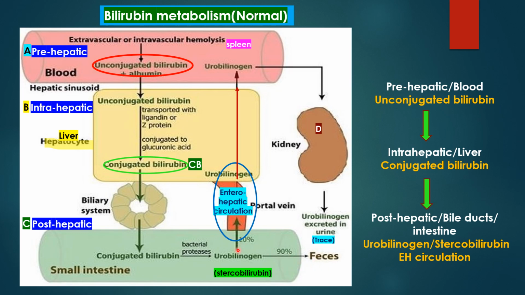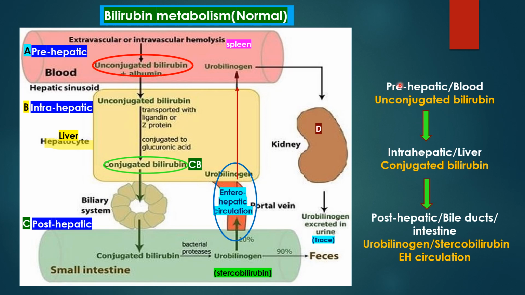A small amount, 10% of this urobilinogen, enters into the enterohepatic circulation between the small intestine and the liver through the portal circulation. And some of this urobilinogen diffuses back into the circulation and is excreted by the kidneys as urobilinogen in the urine. And usually this is found in trace amounts in the urine.